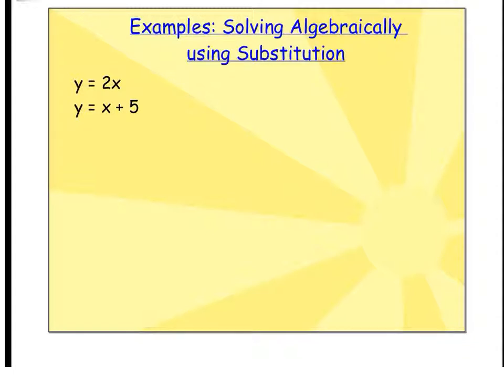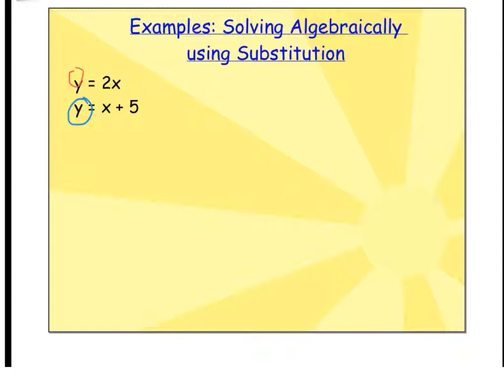So we're going to go through some examples. The first one says y equals 2x and y equals x plus 5. Well, our first step says that we need to make sure one of our variables is solved for. Well, in this case, in both equations, both of the y's are already solved for, so our step 1 is done. So we can then go on to our next step.